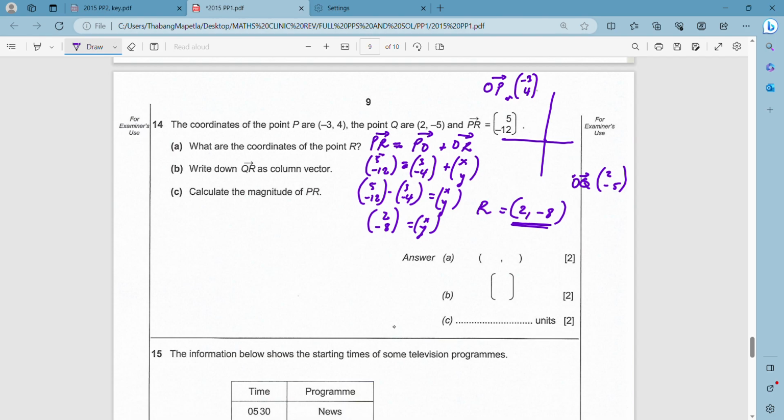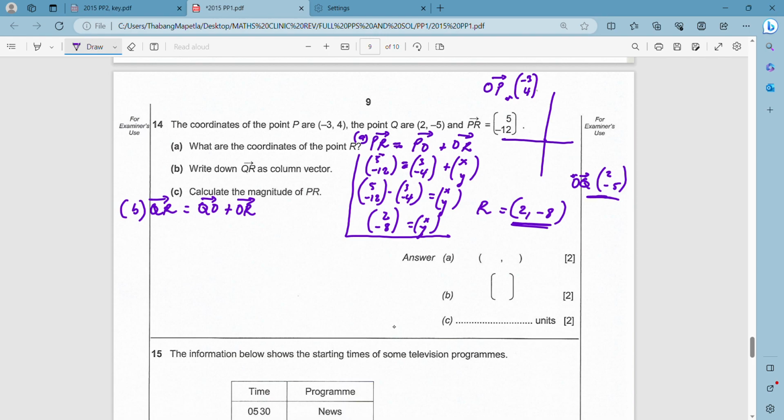Now the next question says, write down QR as a column vector. So now we are moving from Q to R. Remember that number B, I should have labeled this as A. So remember that, fellows. So number B, we want QR. First of all, you should know that QR, you are going to get it by QO plus OR. These are vector questions. So now, do we know QO? QO is the negation of that one.